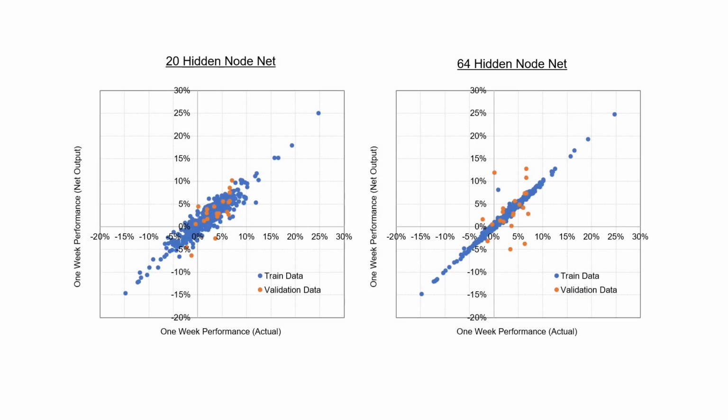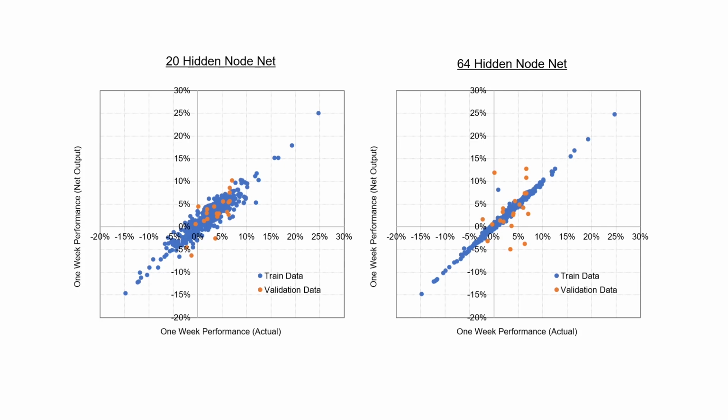The graphs we see now show the 1-week performance for the small 20-node net data on the left and the larger 64-node net on the right. The trained data, actual, is plotted on the x-axis and the net output data on the y-axis. A perfect match would give us a straight line.